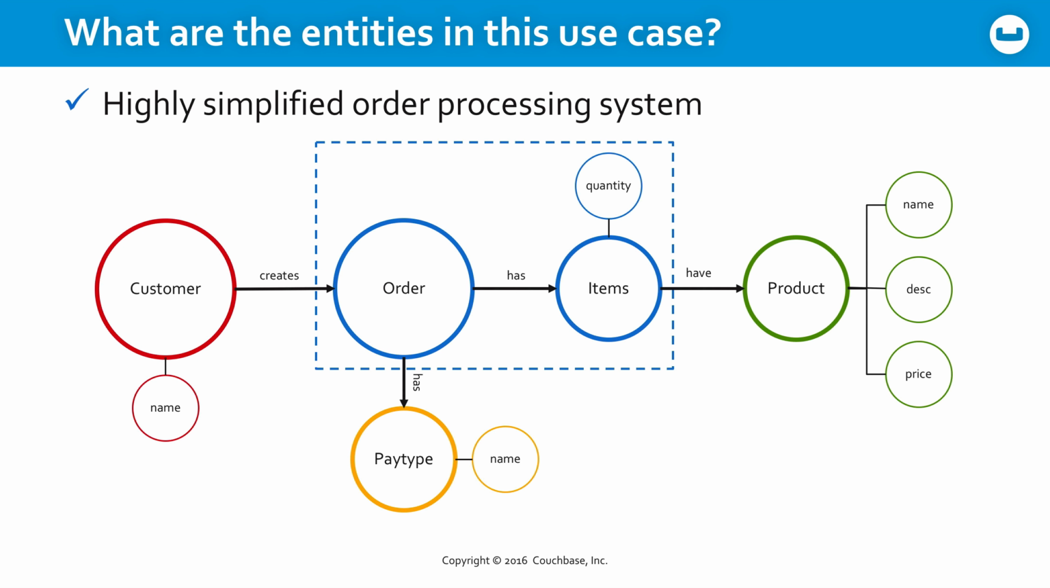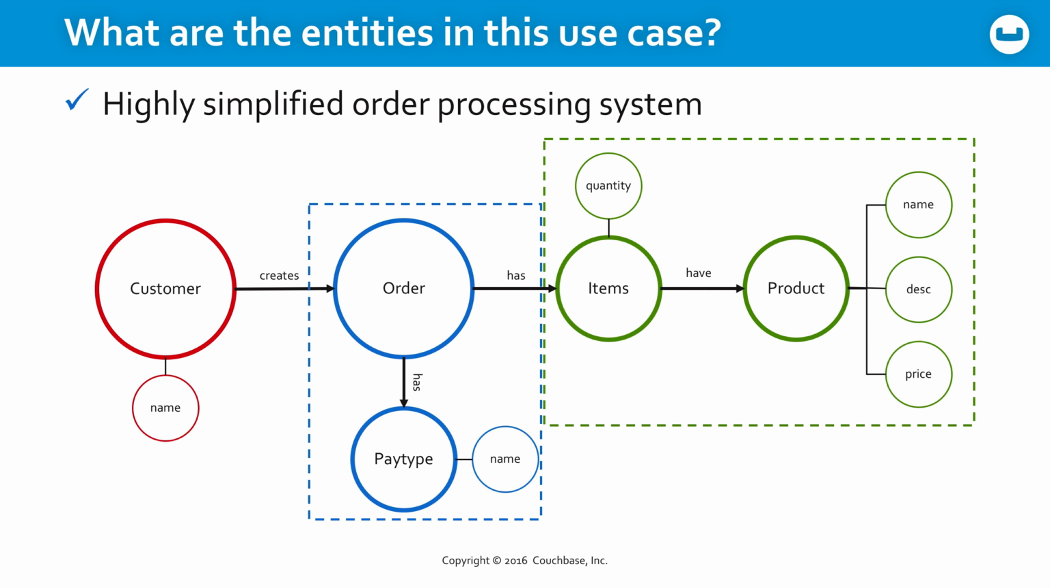Perhaps order and items are so closely related that they're a single entity? Or maybe each item and its product and the quantity is its own entity, and the order and pay type are a single entity, customer remaining a single entity of its own. This is ultimately as much art as science, and it depends largely on the programming environment that you're working with.